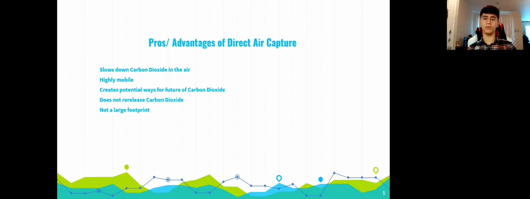Or we can even put it in areas with a heavy carbon dioxide concentration if needed, so it doesn't affect the human life over there. Next, we have it creates potential waste for carbon dioxide. So this is actually great. There's a lot of carbon dioxide inside of the Earth's atmosphere.